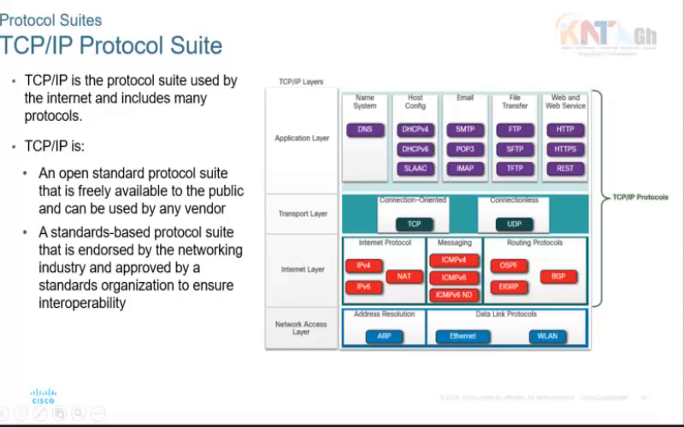And then when you come to the Network Access layer, for address resolution you have the Address Resolution Protocol. And then when you come to the Data Link protocols, we have Ethernet and then the wireless LAN. And these are the most common protocols for the Network Access layer.